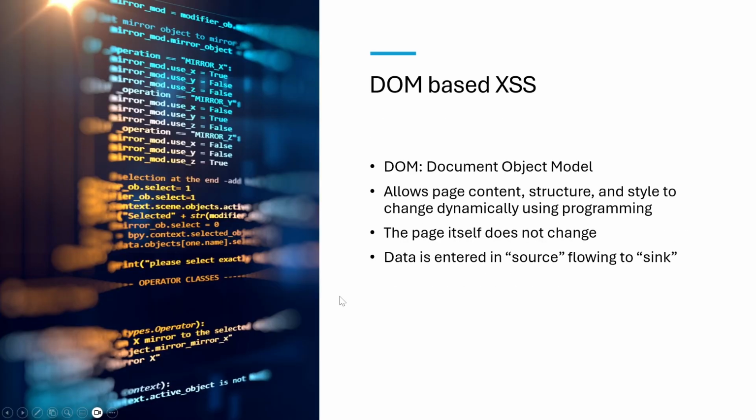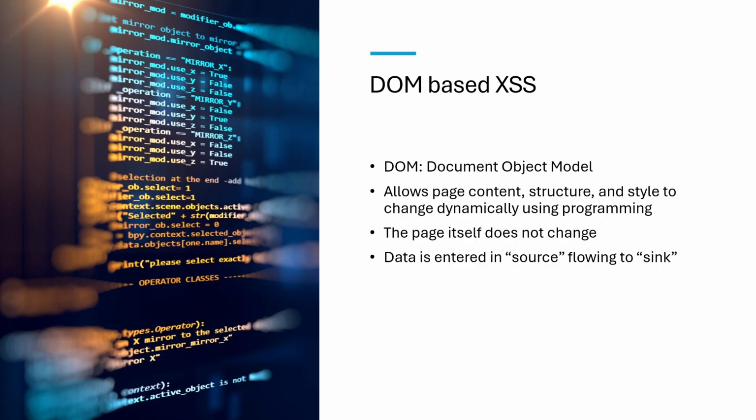Okay, moving up to the next type of cross-site scripting, DOM-based XSS. The document object model is a programming interface for web documents, including HTML and XML. In the DOM, the structure of a web page is represented as a tree, and each element on the page, such as paragraphs, buttons, and links, is treated as an object. Developers can read and modify these objects using languages like JavaScript, which allows dynamic changes to the page.